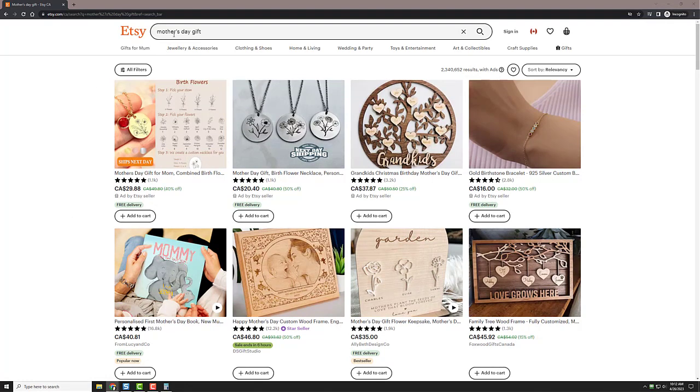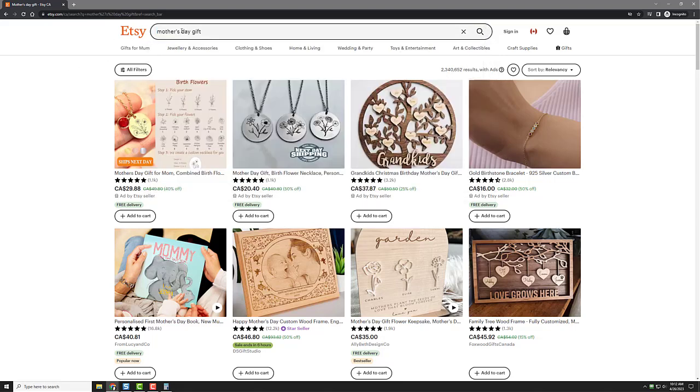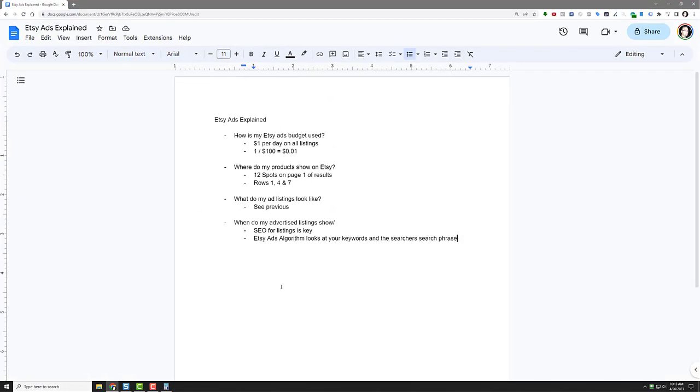So Etsy takes all of the sellers that have this in the title, description, or tag as a keyword, Mother's Day gift. And then they looked at what I typed in, which is Mother's Day gift. And then they figured out, okay, so these products all match what he's searching for. So we're going to try and show him stuff that matches up with that. So it's based on an algorithm. That's basically how they do it.